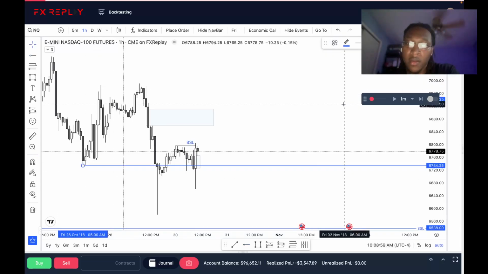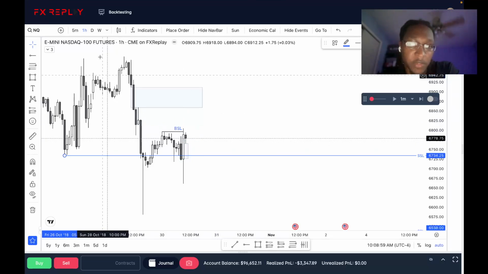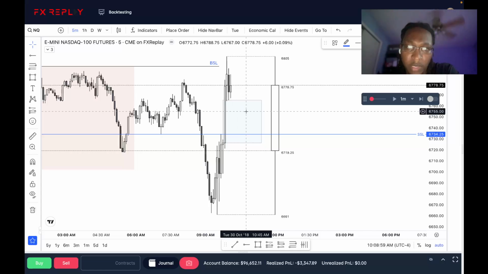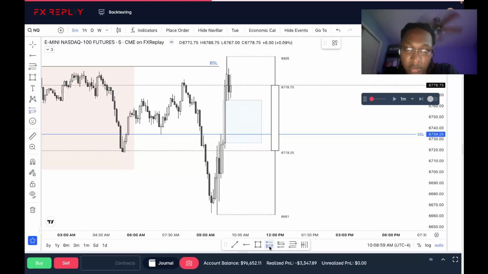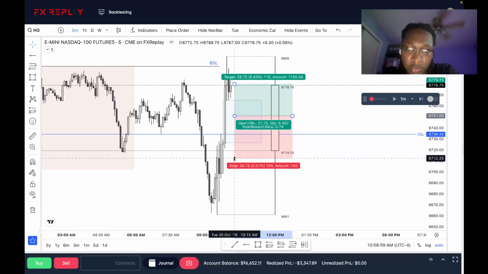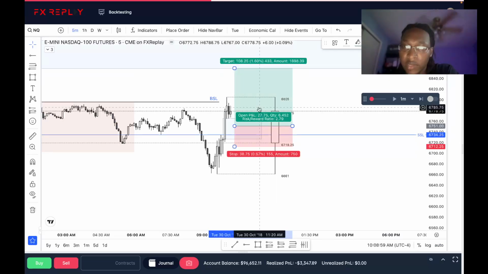So who am I to stick with the bias, right? I've got to be fluid and flow. So this fair value gap I'm looking at for potential buys. I'll go right here, stops right here underneath these lows that we took out. I want to target the gap, something like that. Place order, 0.5%.